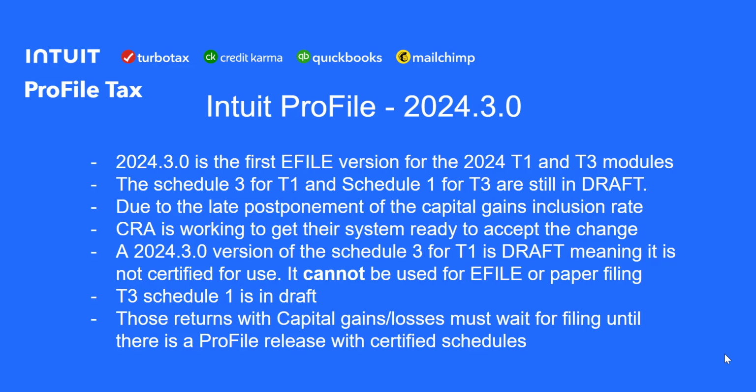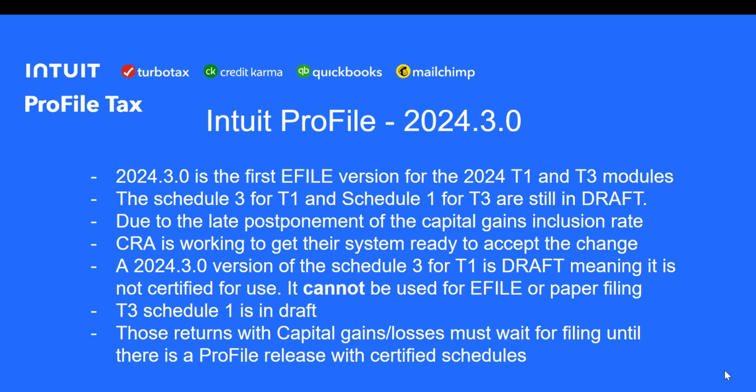2024.3.0 is the first e-file version for the 2024 T1 and the 2024 T3. The Schedule 3 in the T1 and the Schedule 1 in the T3 are still in draft. The reason for this is the late postponement of the capital gains inclusion change. Until January of 2025, slips have been issued for 2 periods for capital gains. There's been a draft form taking into consideration 2 periods, and CRA is setting up their systems. All this has to be reversed.